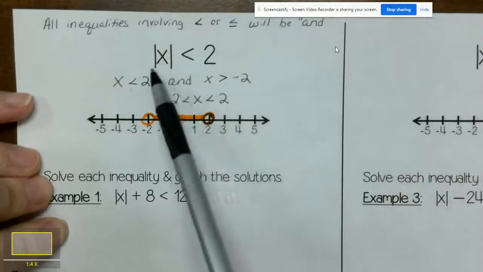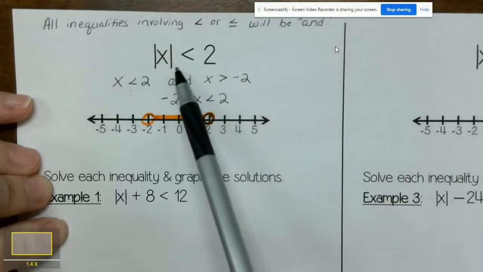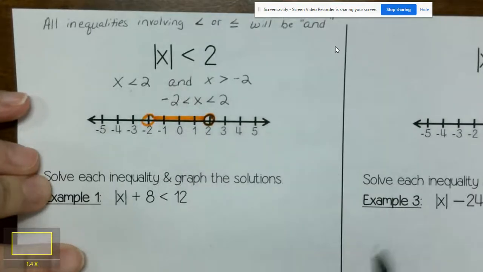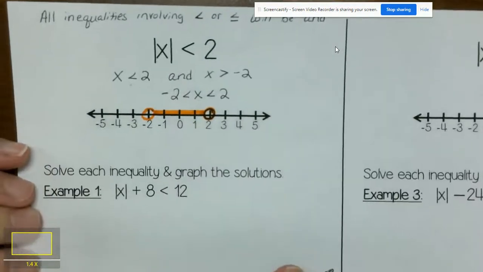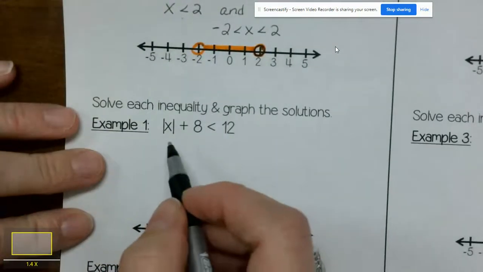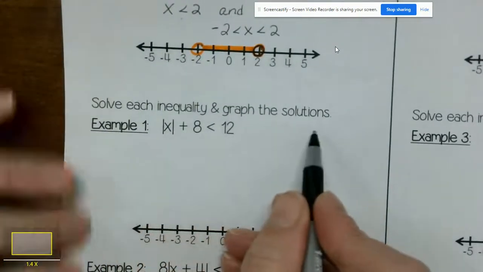Just like when we solved absolute value equations, you still want this absolute value to be isolated on one side by itself, so make sure that you do that. Okay, so let's look at an example. Example 1: solve each inequality and graph the solutions.